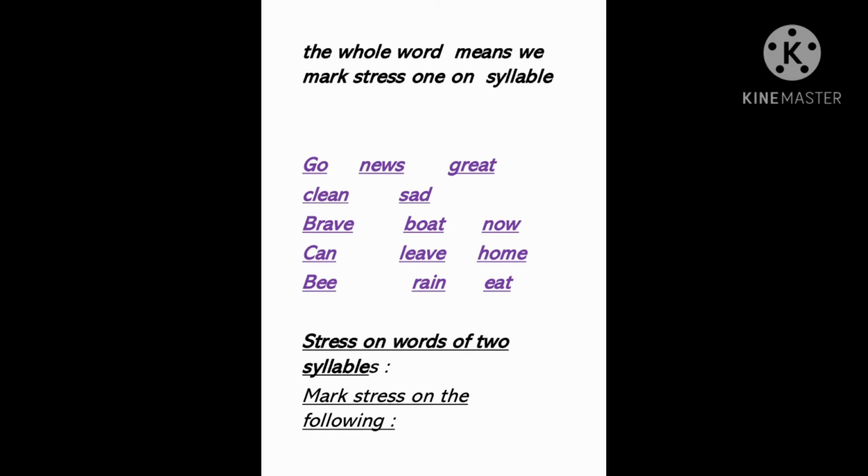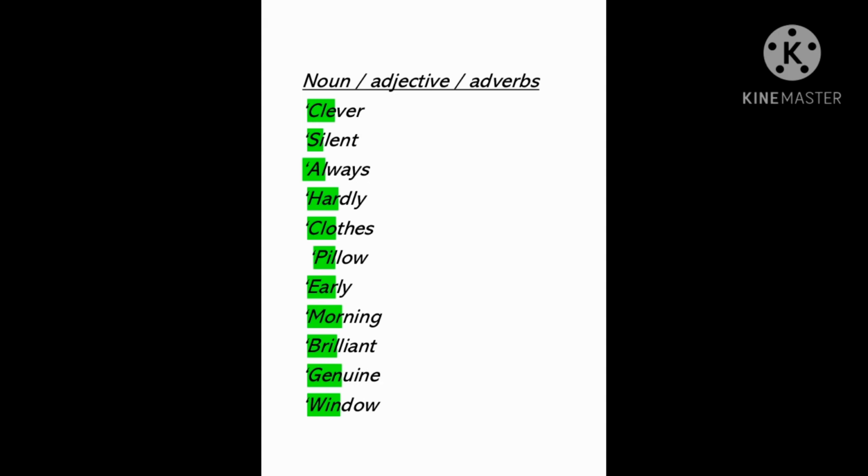We move to the second case, which is stress on words of two syllables. We start with the first category, which is adjectives and nouns. Mark stress on the following: clever, silent, always, hardly, clothes, pillow, early, morning, brilliant, genuine, window. As you see on this list, we have nouns or adjectives or even adverbs like always, hardly, early.